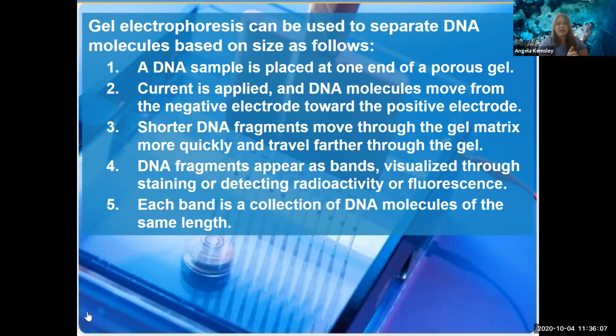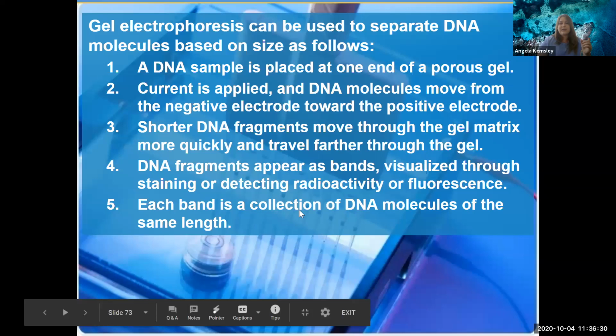The smaller DNA fragments are going to move more quickly, so they're going to move through the gel more quickly than the large fragments. And so we end up getting these bands in the gel, and the ones that don't move very far are the bigger pieces of DNA. The ones that move all the way across the gel are the smaller pieces of DNA. So again, we're separating them by size using an electrical current.